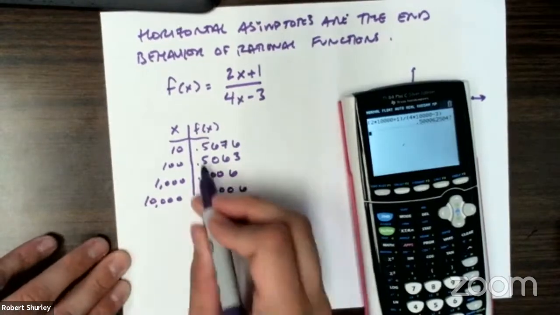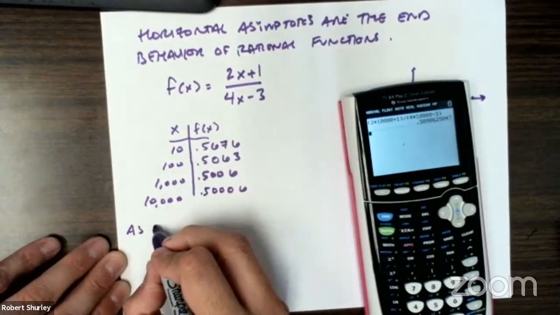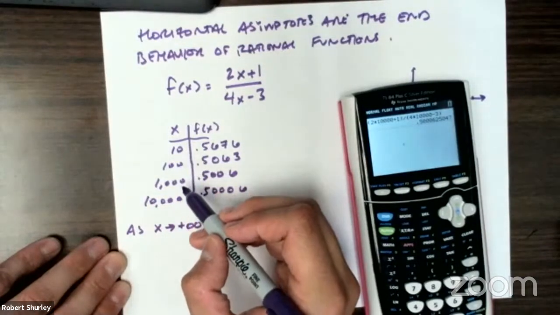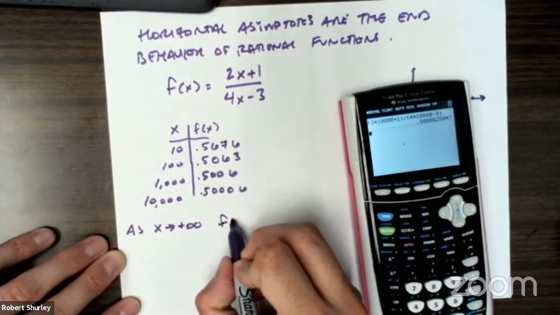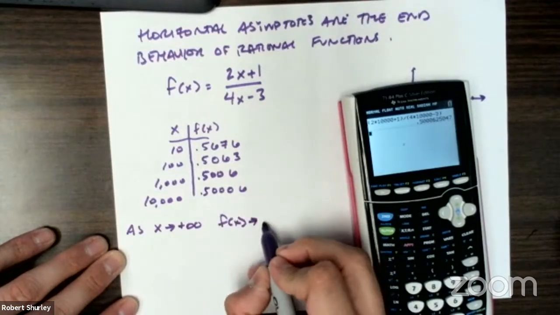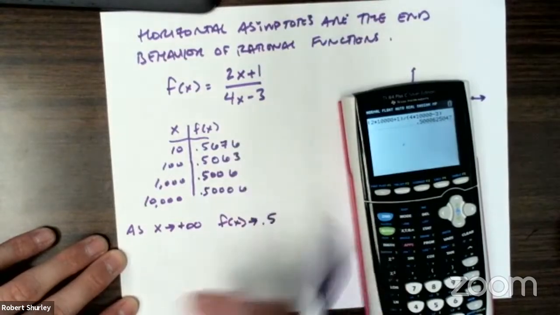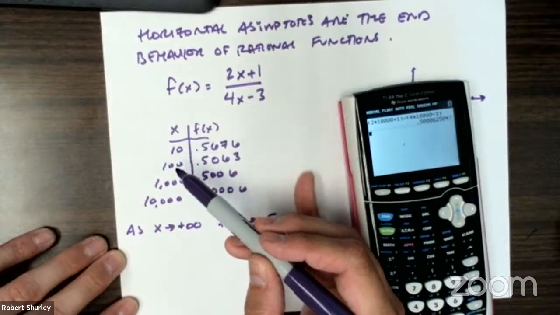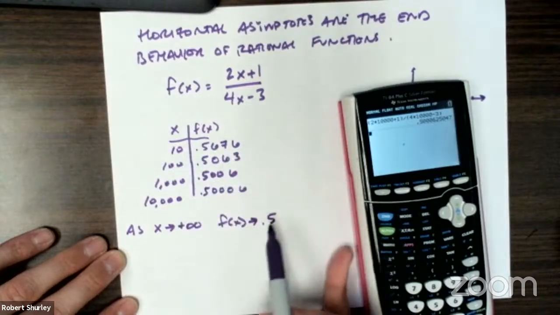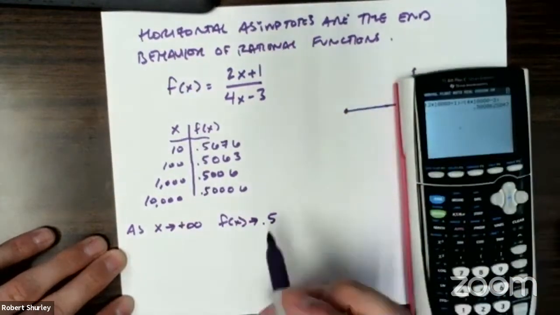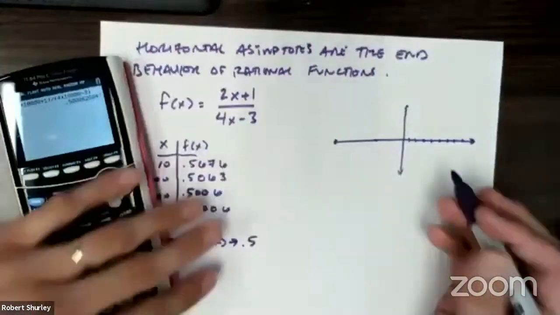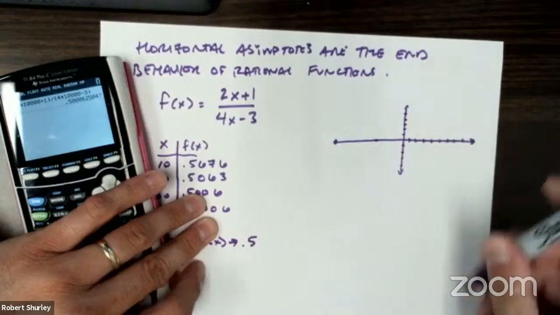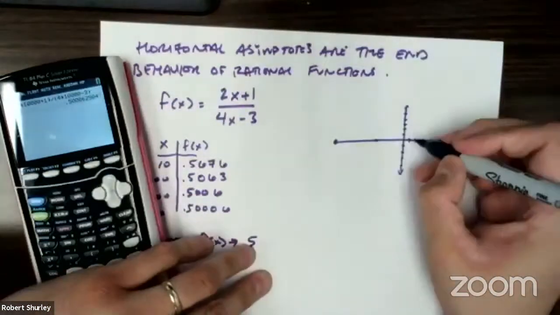Notice what this is telling us: as x is headed towards positive infinity, 10, 100, 1,000, 10,000, our f of x is headed towards 0.5. It's kind of neat. So this is our horizontal asymptote. We'll show it on both sides, but we've got a horizontal asymptote at 0.5.